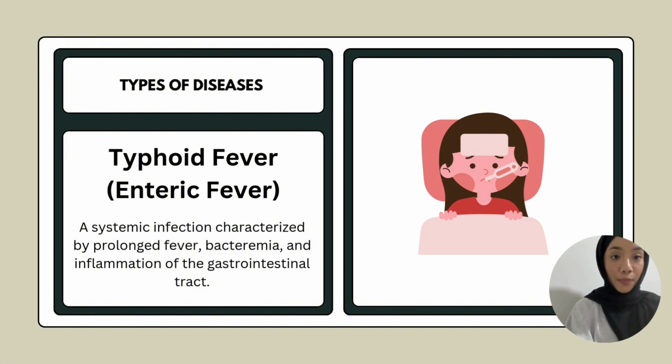Today I'm going to talk briefly about a type of disease caused by Salmonella typhii, which is typhoid fever. This infection is primarily spread through contaminated food and water, especially in areas with poor sanitation. So what is typhoid fever? Typhoid fever is a systemic infection characterized by prolonged fever, bacteremia, and inflammation of the GI tract.